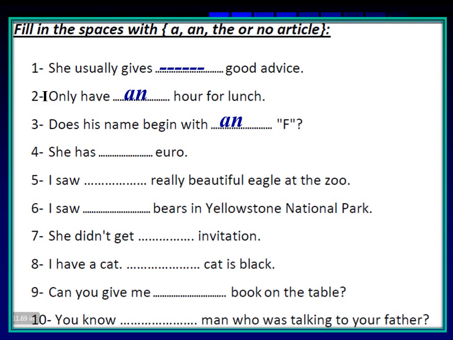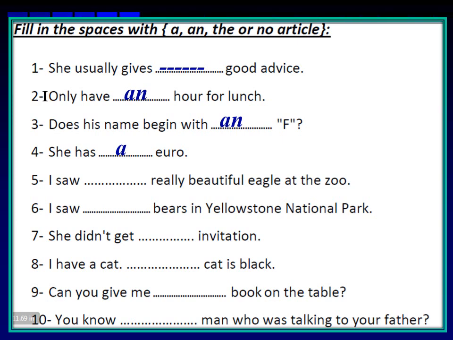4. She has euro. If you look at euro, there is a silent E. Okay? No problem. What about U? The letter U, if we pronounce it U, it's a consonant. That's why we should use a. But the letter U, if we pronounce it like uh, as in the word umbrella, for example, I should use an umbrella.